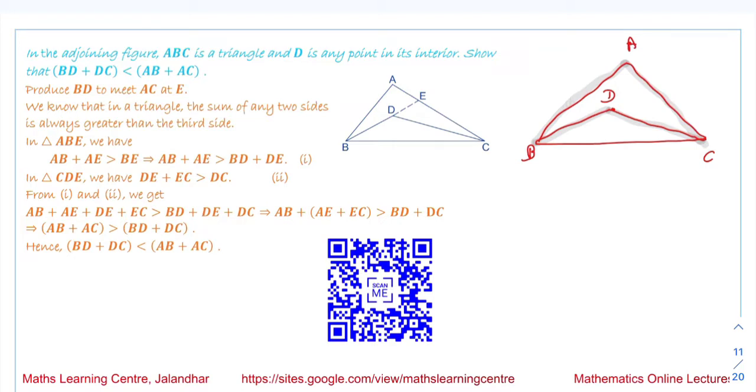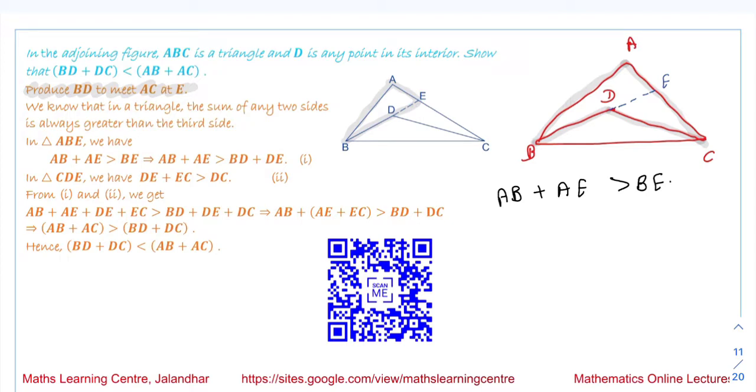Now to prove this, we are doing some construction, and the construction that we have done is that we have produced BD to meet AC at E. So we have extended this, and this is the point E that we have. Now if we consider the triangle ABE, in this triangle we are saying that AB plus AE is greater than BE. This we know, because the sum of two sides of a triangle is greater than the third side.